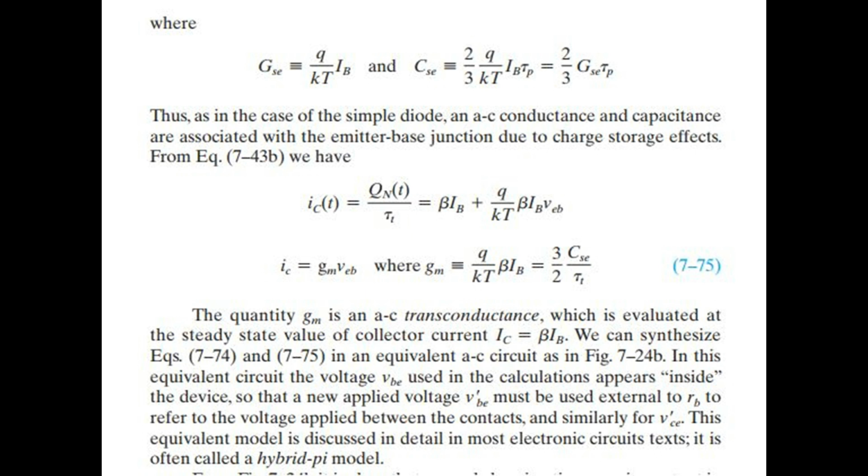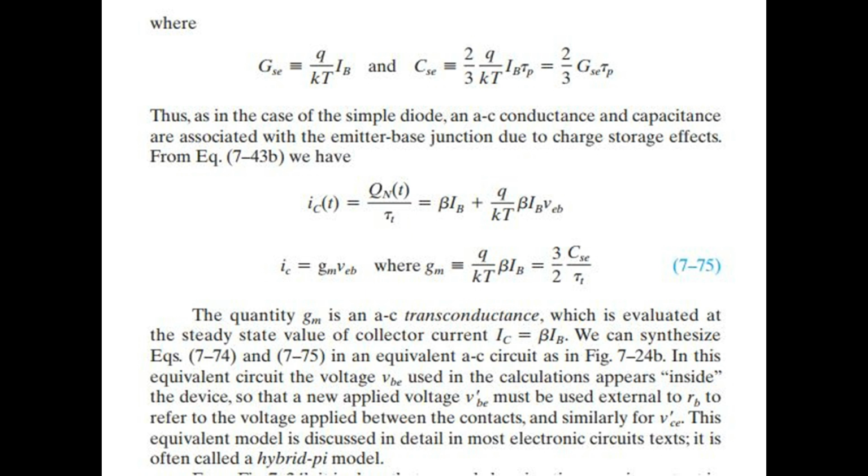In this equivalent circuit the voltage v_be used in the calculations appears inside the device, so that a new applied voltage v_b must be used external to R_B to refer to the voltage applied between the contacts, and similarly for v_ce. This equivalent model is discussed in detail in most electronic circuits texts. It is often called a hybrid pi model.